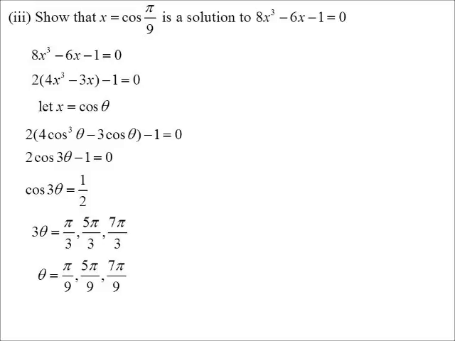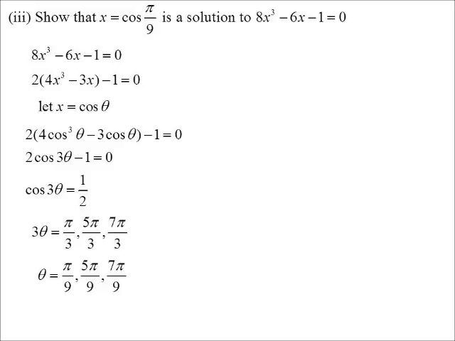I obviously chose the most basic one to start off with. I mean, it seems to be the logical one to do. Pi on 3. The next one would be in the 4th quadrant because cosine's positive. 5 pi on 3. Then I'm back into the 1st quadrant again. So I'll add 360 degrees or 2 pi to the first answer. 7 pi on 3. Divide each of those by 3. There are our 3 solutions to this equation.